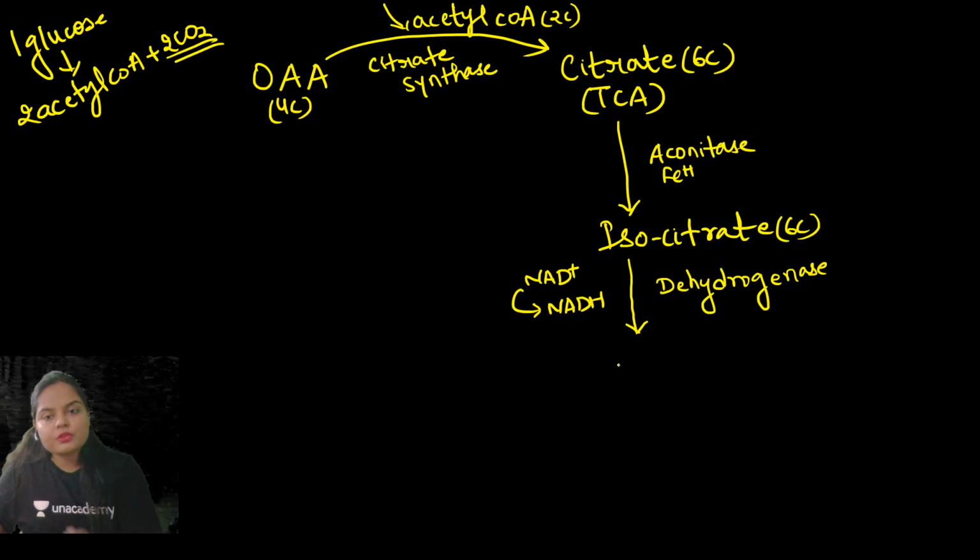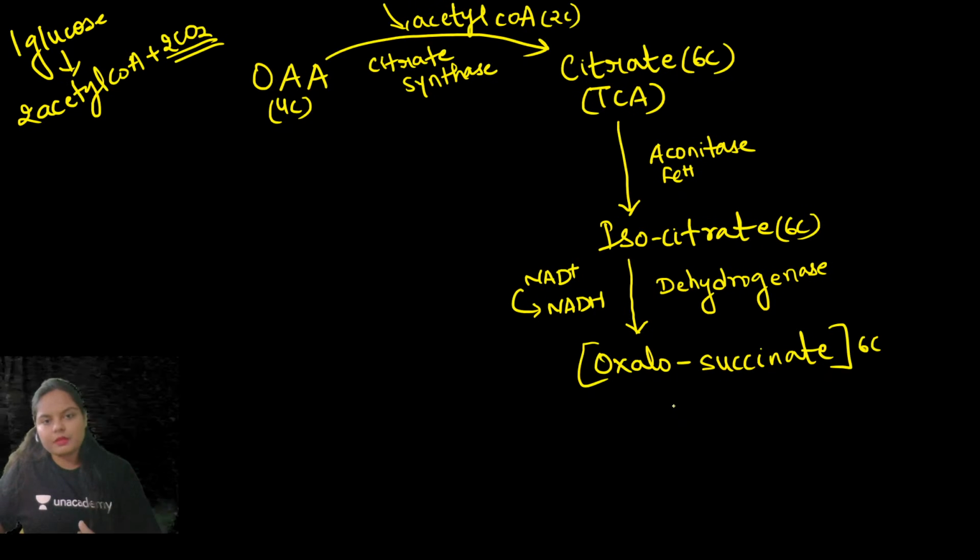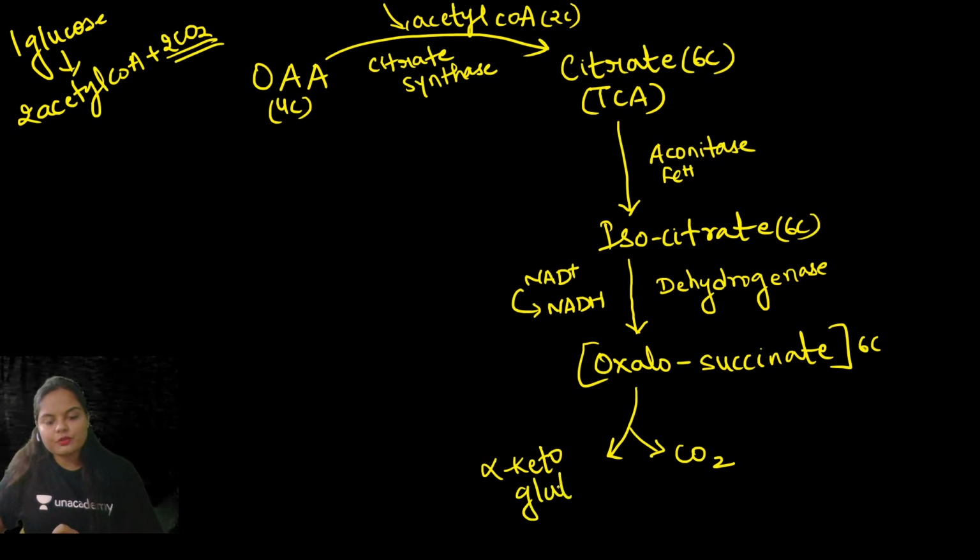Now this isocitrate, upon oxidation, converts into oxalosuccinate. But this oxalosuccinate, which is also a 6-carbon compound, is very, very unstable. As soon as it forms, it is further broken down. We can basically say it is not even formed, because it is so unstable that it is continuously breaking down. So for a temporary moment isocitrate forms oxalosuccinate, but this oxalosuccinate undergoes the process of decarboxylation, releases a CO2 molecule, and forms alpha ketoglutarate.